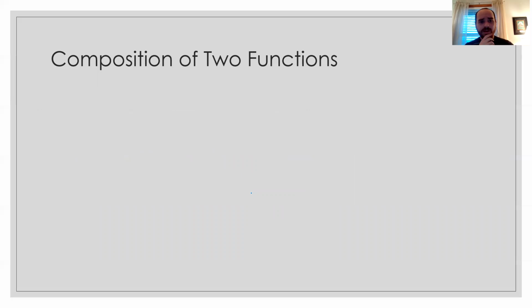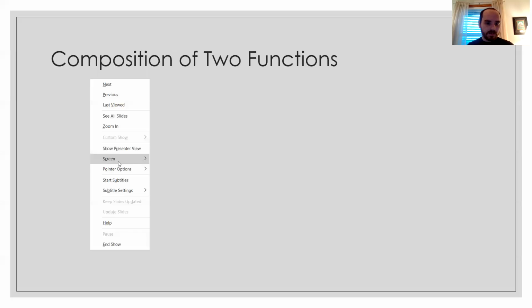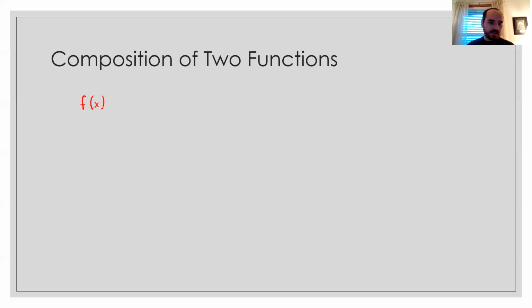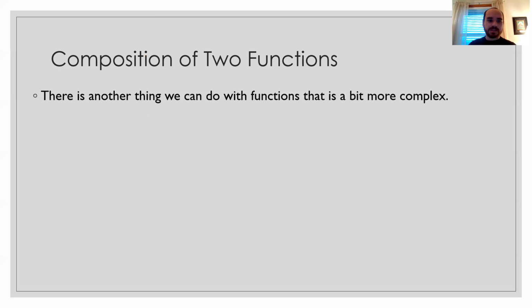So the last thing that we want to talk about, perhaps the most important thing from this chapter, is composition of two functions. So early on in the year, I first started telling you guys to write things as f of x instead of y. And I told you that there was a good reason for using f of x. And we are finally getting to the reason for that. And it is for this specific thing, composite functions.